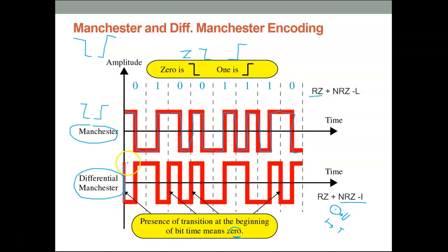Let's see here. You find zero, then you go down, and then again you return back. You find one, you do the transition. You find zero, you go up, return back. You find zero, again you go up, return back to the same position. You see? Now I have one, I will do the transition. I find another one, I will change. I find another one, I will change. When I find zero here, I will go down and then return back. So it means that, very easy, differential Manchester. Let's say it again.